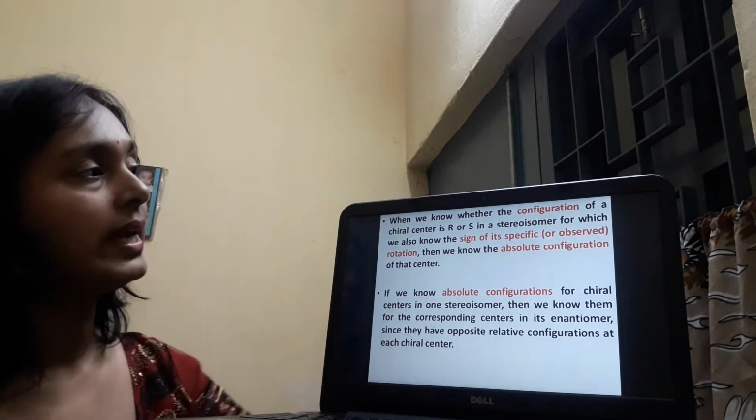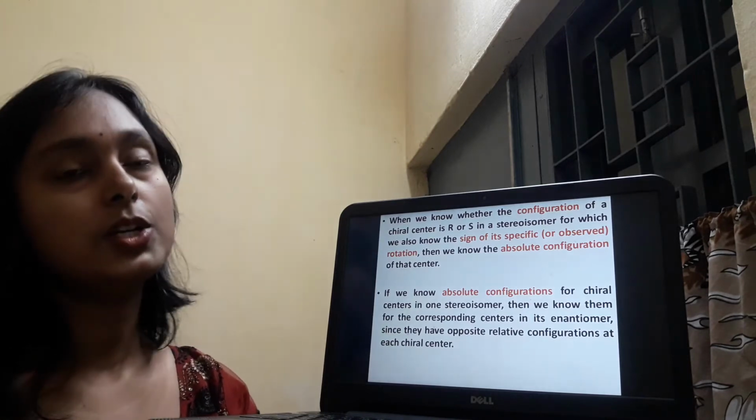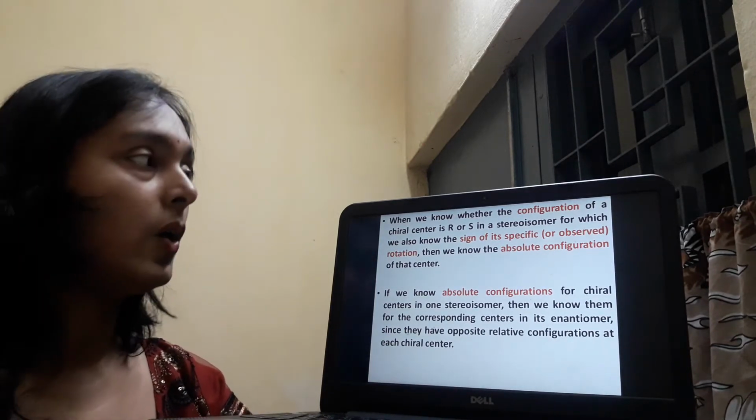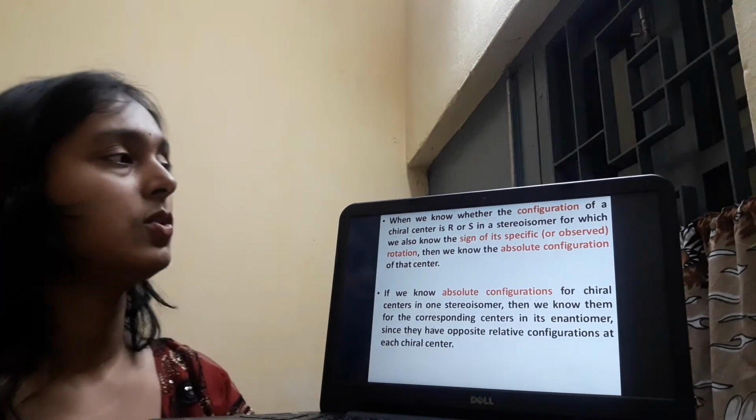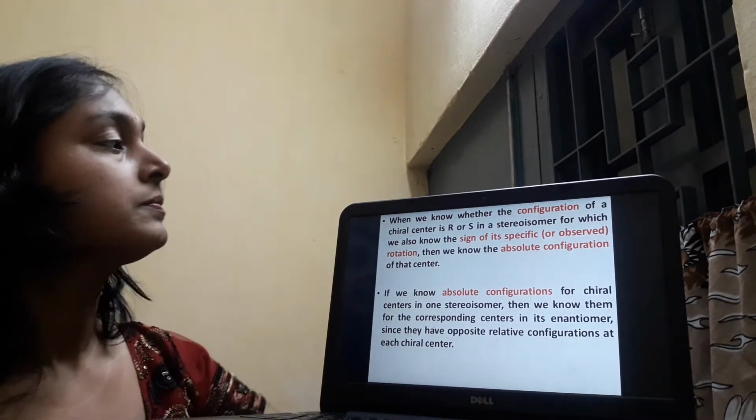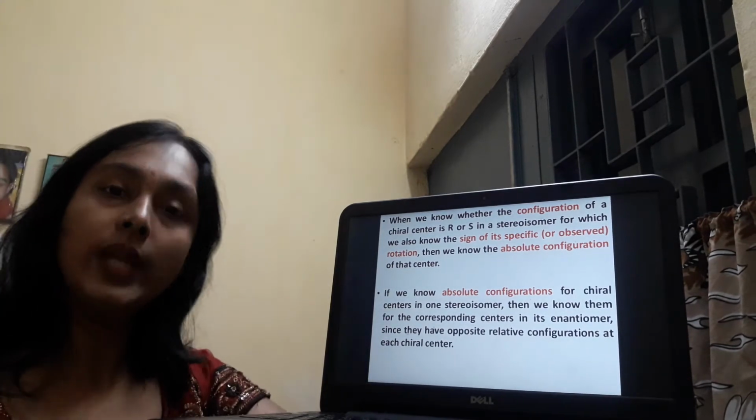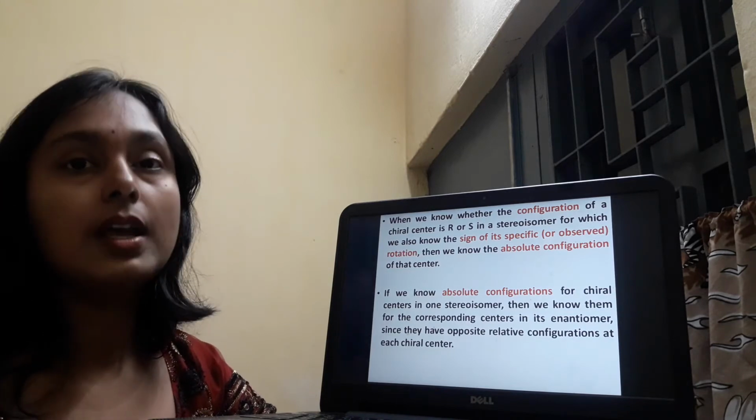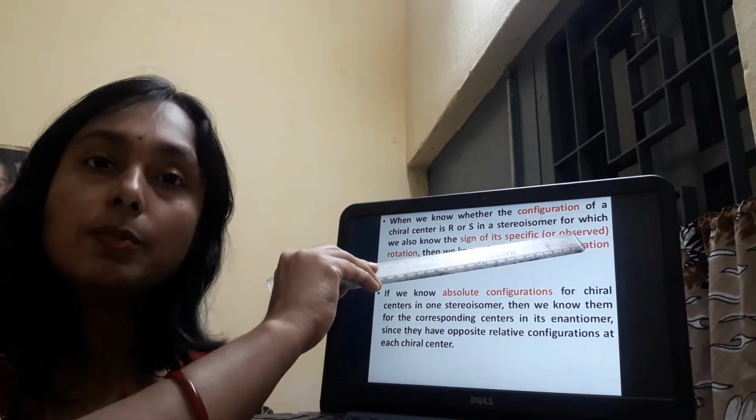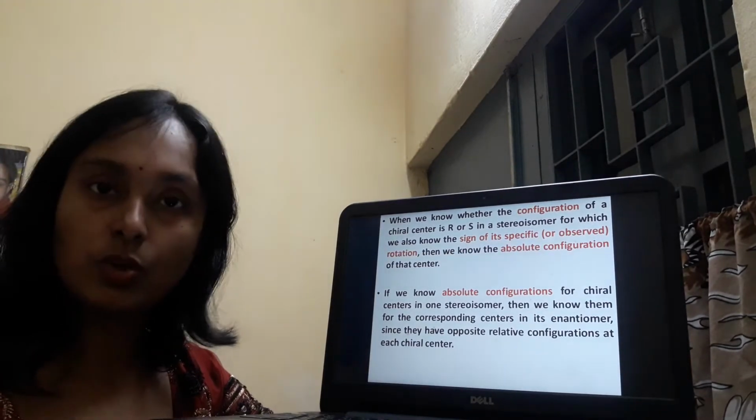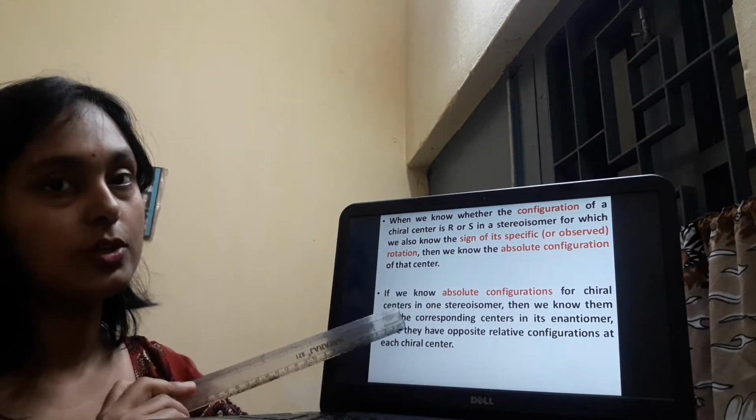So when we know whether the configuration of a chiral center is R or S of that given stereoisomer, for which you also know the sign of its specific rotation or observed rotation, then you know the absolute configuration of that center. So by knowing the R or S configuration, along with it, you should know the sign of the specific or observed rotation. That means it is dextrorotatory or levorotatory. Then it is the absolute configuration.